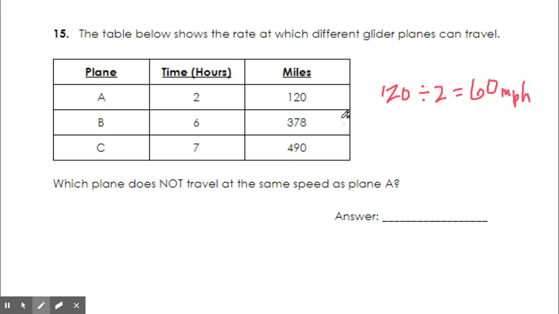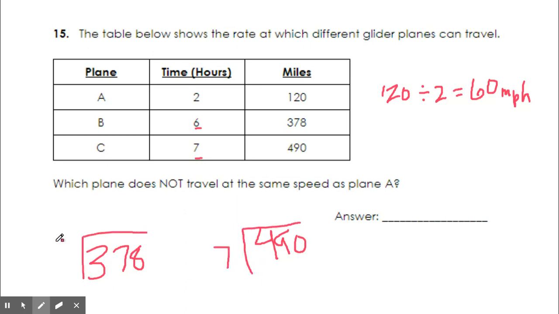We want to know which of these two does not have the same speed. So I need to do 378 divided by, not by 2, excuse me, by 6. And then I'll need to also do 490 divided by 7. Let's divide this one by 7 and divide this one by 6.